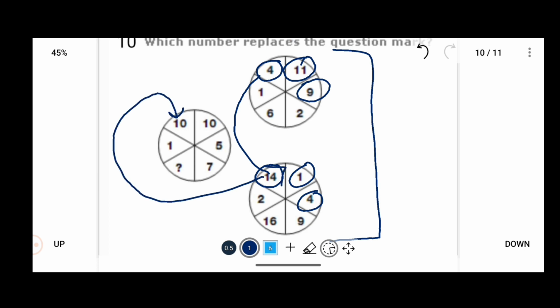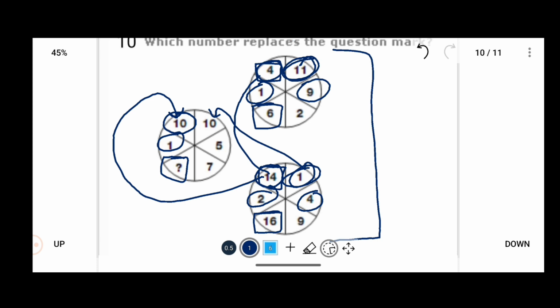So if I do 14 minus 4, the answer will be 10, and that is given in the corresponding segment in the third circle, right? If I do 11 minus 1, which is 10, and that is given here in this circle. Then we have 2 minus 1, so it is given here. So similarly we have to find this one, right? So for that, we have to do 16 minus 6, which will give us 10. So 10 will be our correct answer, right?